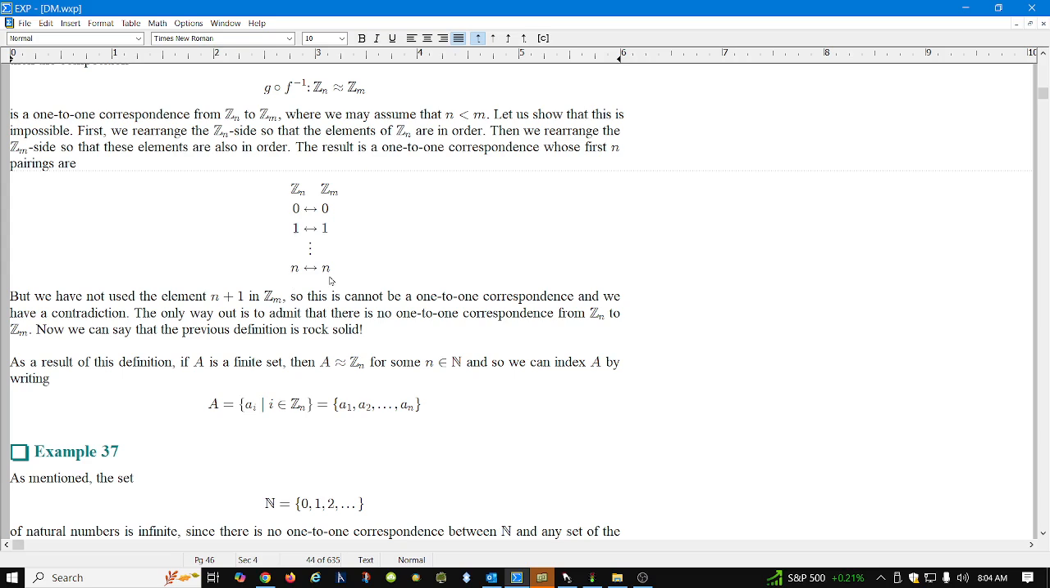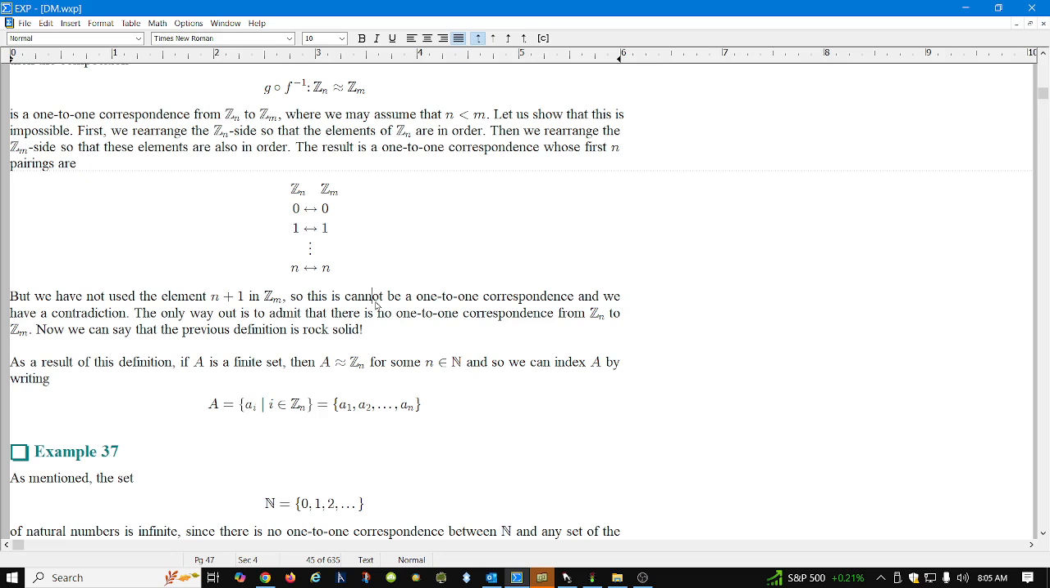Now we see what the problem is. Zm contains the natural number n plus 1, the next natural number after n. But there's nothing on the Zn side to pair it with. So we ran out of the Zn elements before we exhausted the Zm elements. And again, all this now should seem pretty obvious. But we have here a convincing formal argument.